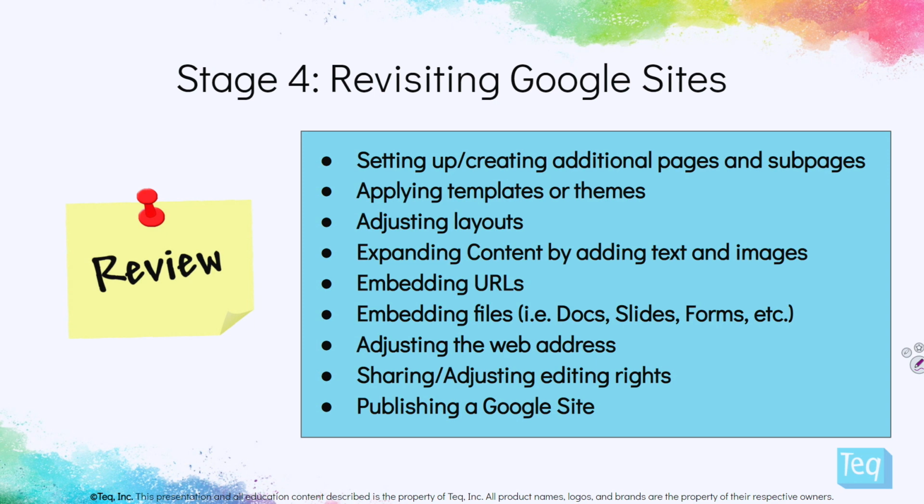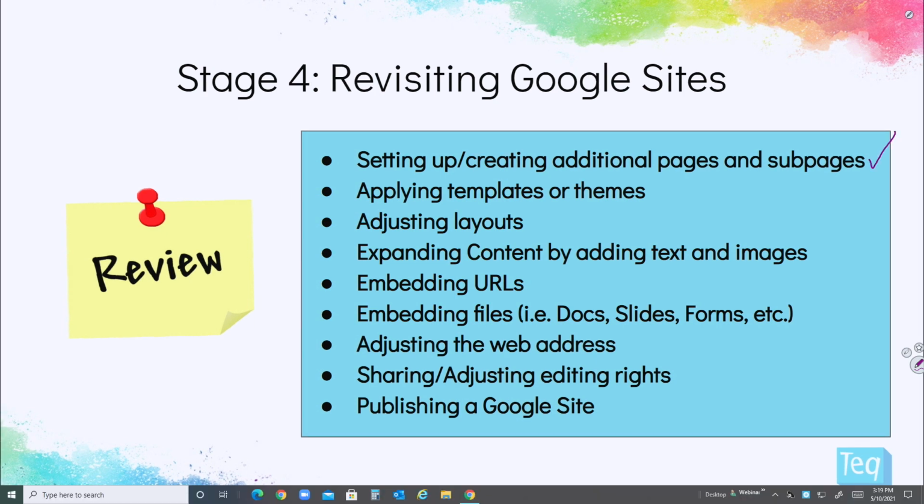Some things here: setting up and creating additional pages and subpages. We'll take a look at what that looks like in a little bit. Applying some of the templates or themes, so again, just another option for some student choice. We already mentioned adjusting those layouts. Expanding content by adding text and images. This is going to directly relate to that learning journal component that's going to have not only the artifacts, but also some of those reflections.